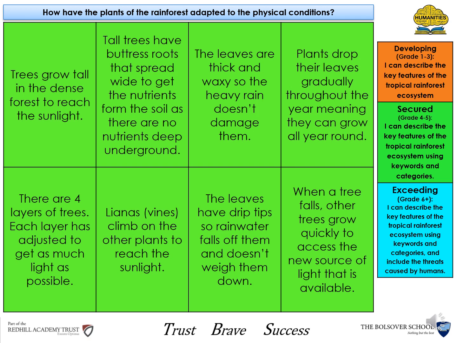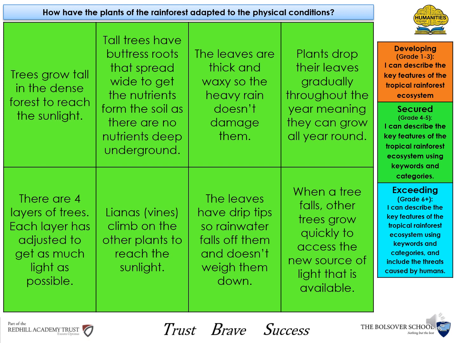Okay, so plant adaptations. Trees grow really tall. The trees have got something called buttress roots, which are basically roots that spread out on the surface of the earth instead of going deep underground. And those buttress roots allow those tall trees to stand up very tall and firmly, but also because the nutrients aren't deep down in the earth, they're on the surface. The buttress roots allow the tree to absorb as many nutrients as it can before the rain washes them away.